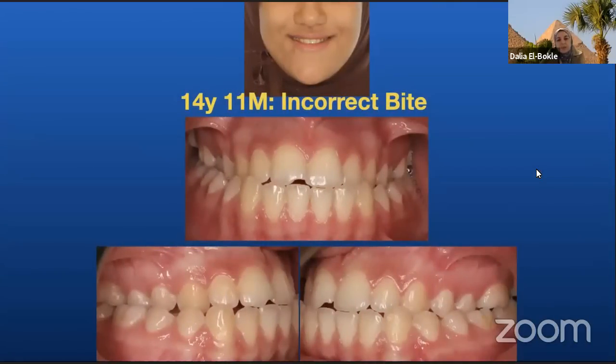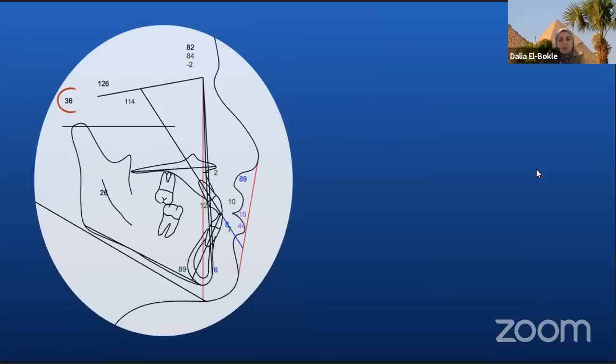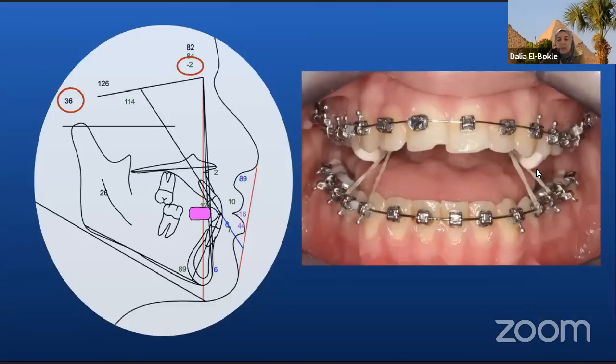This case was 14 years, 11 months old, again complaining of an incorrect bite. You can see here that she had class 3 malocclusion with a bilateral crossbite. And the upper arch was tapered and narrow compared to the lower. Her ceph tracing showed that she was a bit vertical and had a -2 degree ANB. So I elected to place the bite turbo on the anterior. Actually, I placed it on the premolars. You will see here. And I used cross elastics to help with the correction of the transverse deficiency, as well as the class 3 malocclusion.